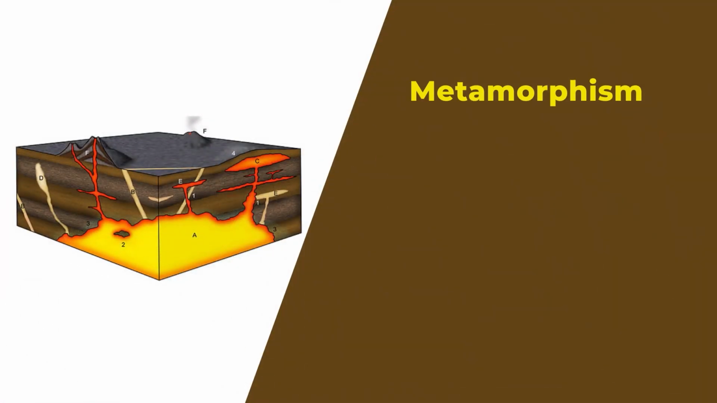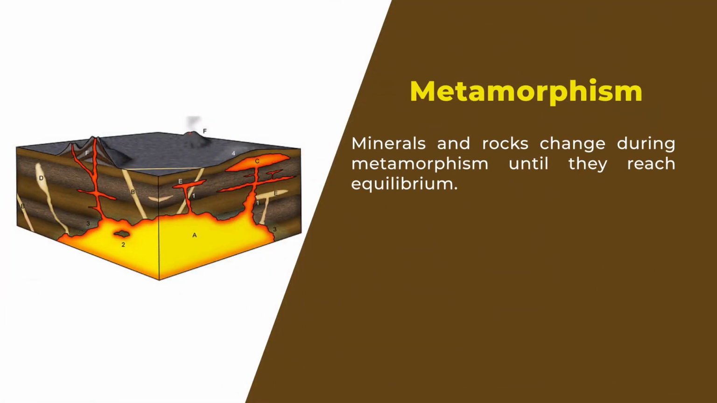Now metamorphism: the minerals and rock change during metamorphism until they reach equilibrium. Because metamorphism occurs under changed pressure and temperature conditions, the rock tries to regain equilibrium, and they undergo metamorphism till they are in equilibrium.